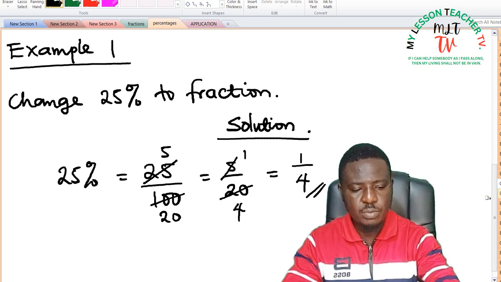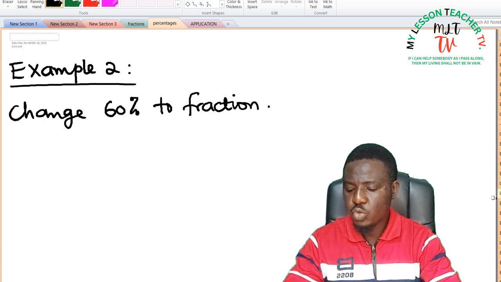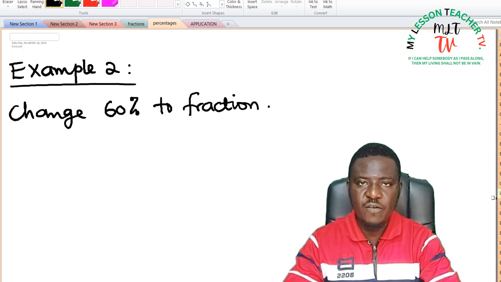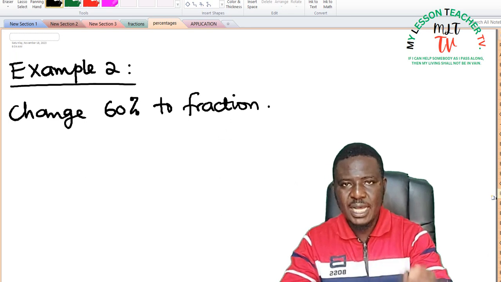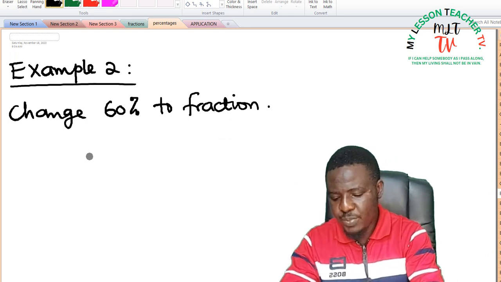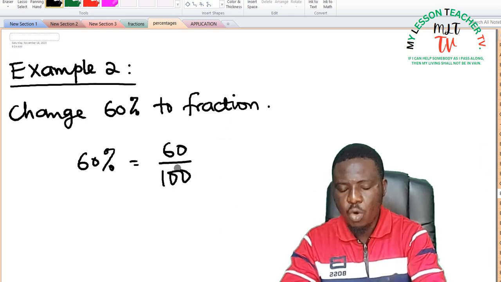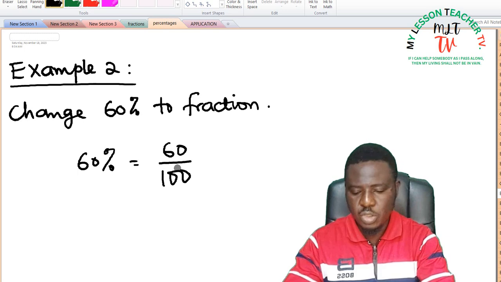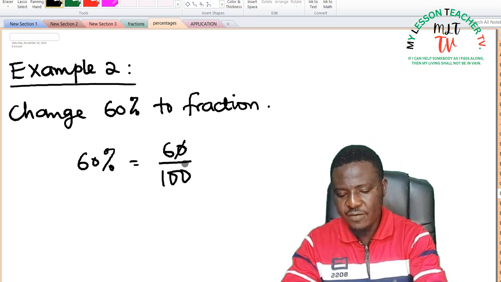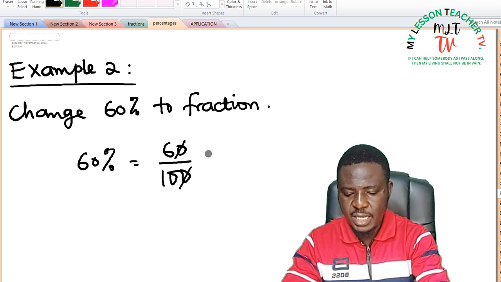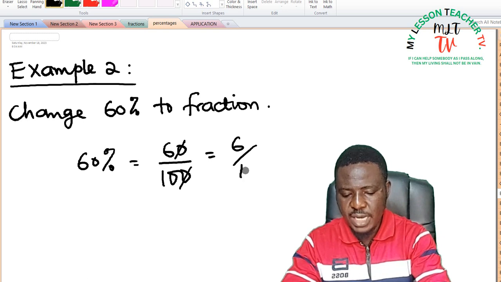Let's take another example. Example 2, that we are to change 60% to a fraction. And just like we did in the previous example, 60% is said to be equal to 60 divided by 100. All you need to do now is to reduce it to its lowest term. I know that 10 can divide 60 and 100, giving me 6 over 10.